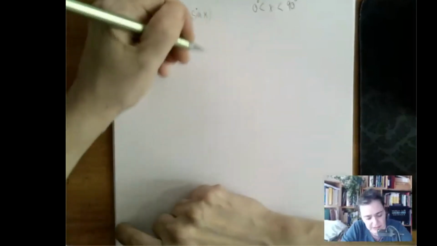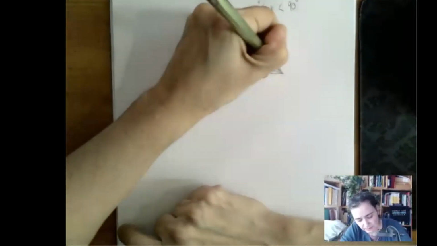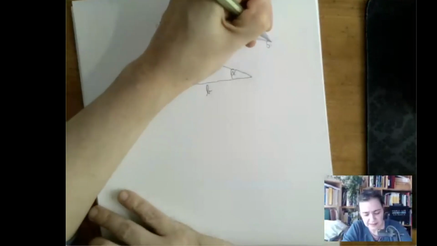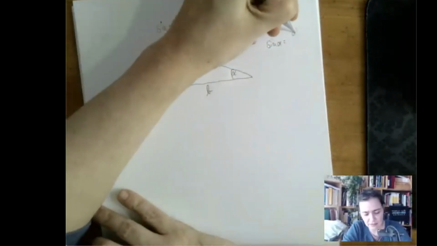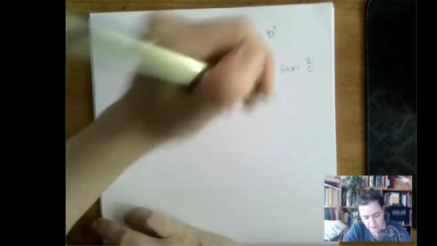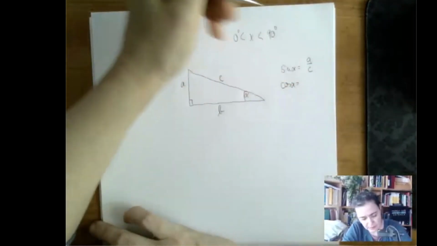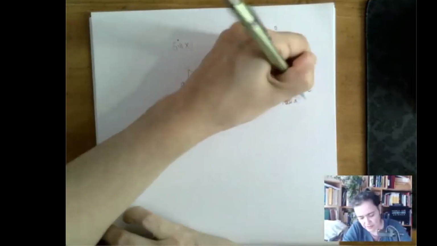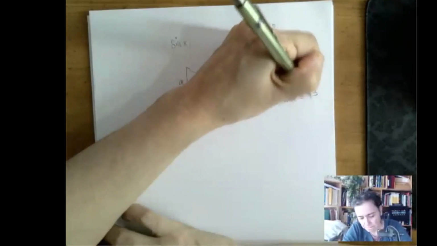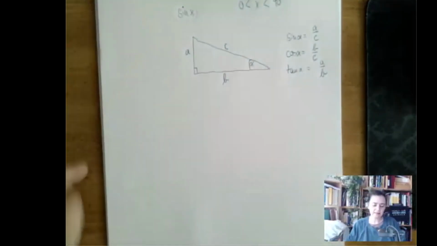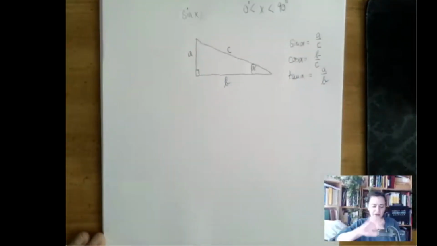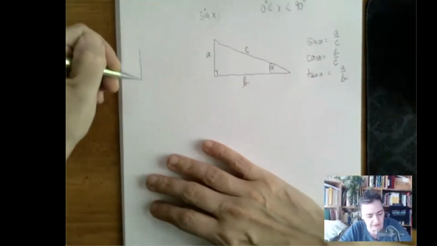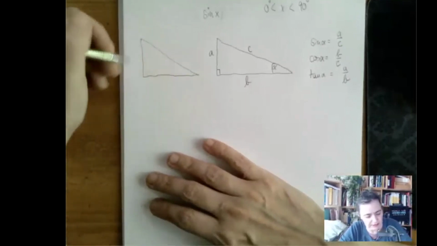So here is the first thing that we can do. If this is alpha here, then sine alpha was A over C. Cosine alpha was B over C. And tangent alpha was A over B. And the other three, they're reciprocals. We could model the whole thing with the 3, 4, 5, which is kind of the cutest little triangle.